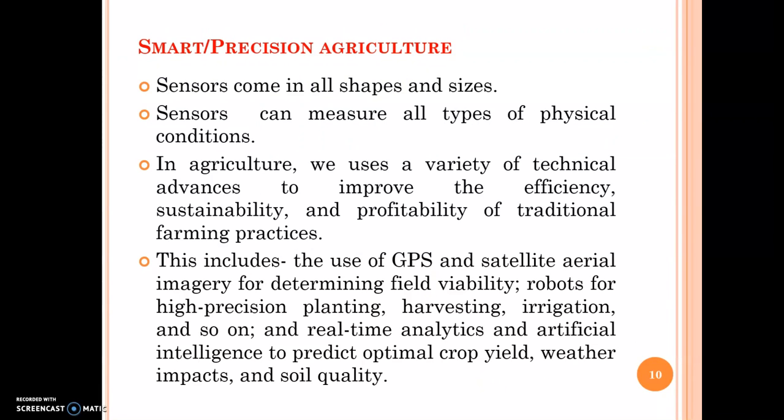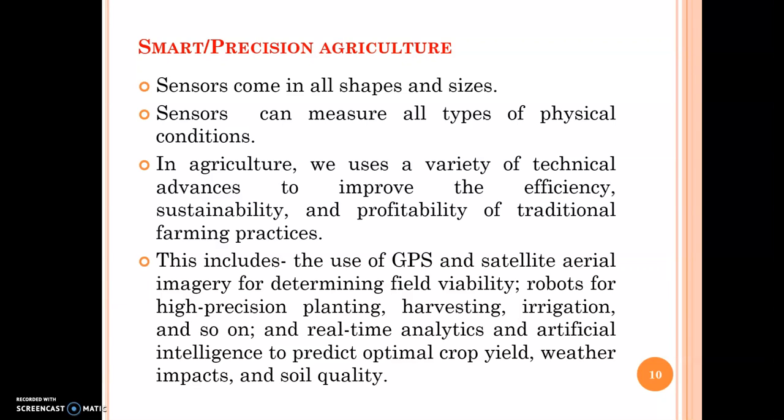Now, after discussing the types of sensors, let's see one example, one application of sensors in agriculture. That is smart agriculture, or we can also call it precision agriculture. We know that sensors can come in any shape and size. We can use them for measuring, as we have seen in the table, the physical conditions. Now, in agriculture, we use a variety of technical advances to improve the efficiency and sustainability of farming practices.